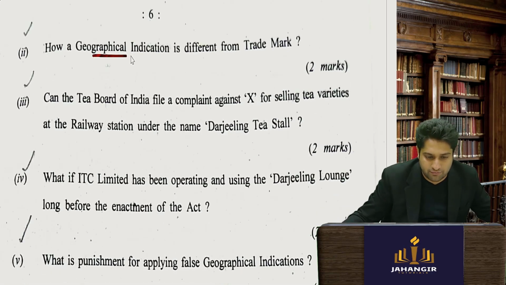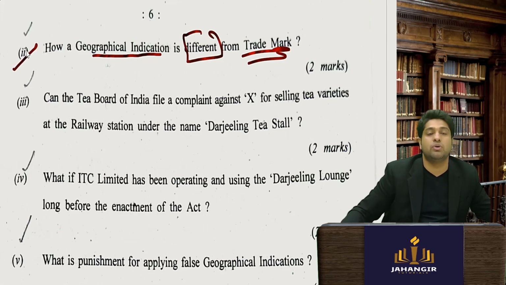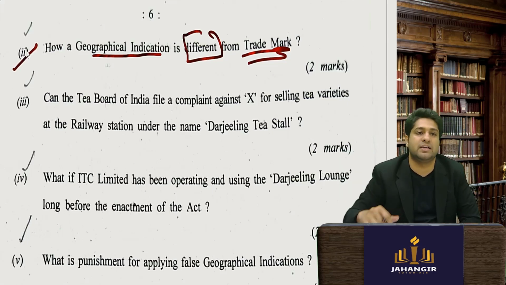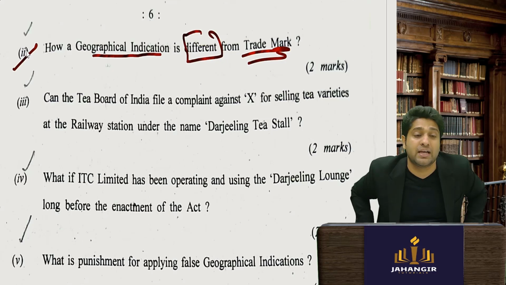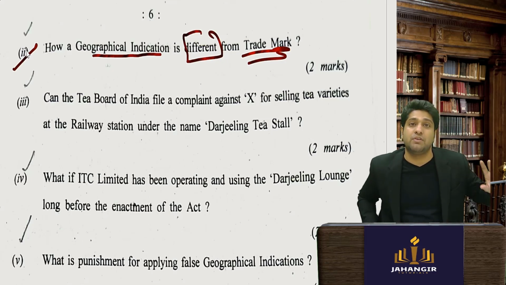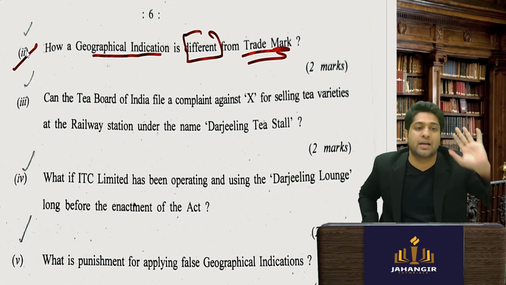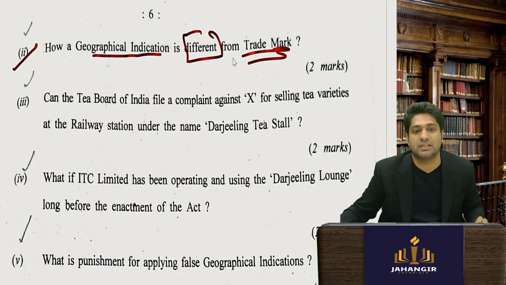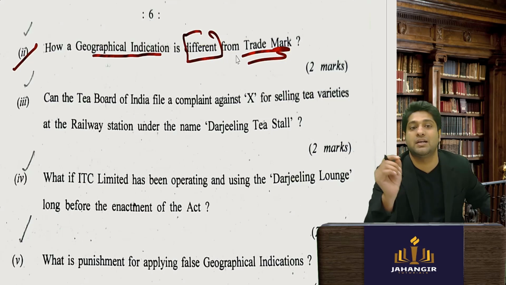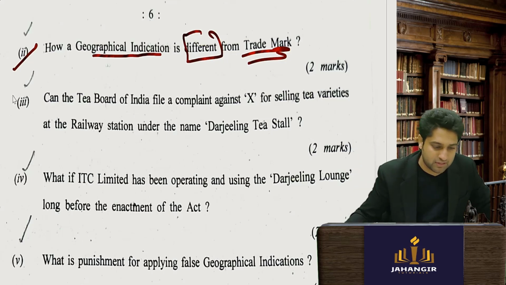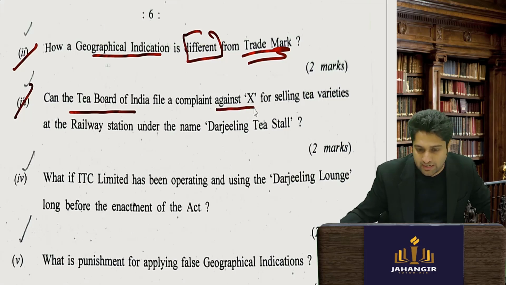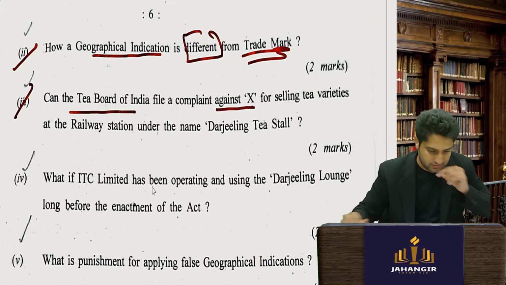How is geographical indication different from a trademark? Now this you don't even need to read the situational question. Very simple. Geographical indication is an indication that the goods are coming from a certain geographical territory. All the producers of that territory can apply this mark, whereas a trademark is dealer specific. Very simple question. Can the Tea Board file a complaint against X for selling varieties? Okay, so let's get into this.